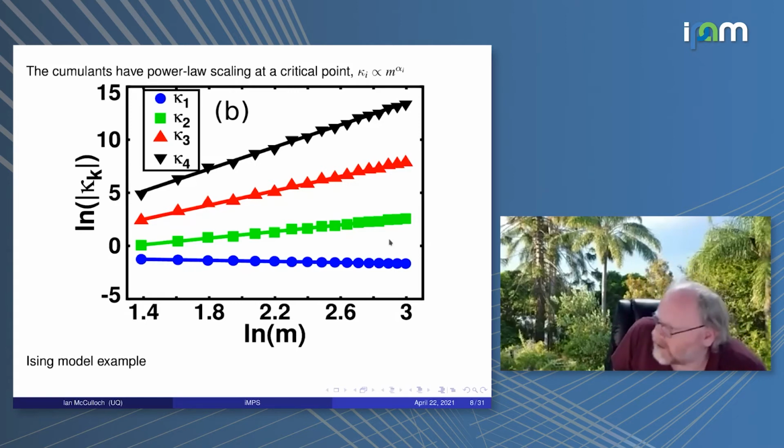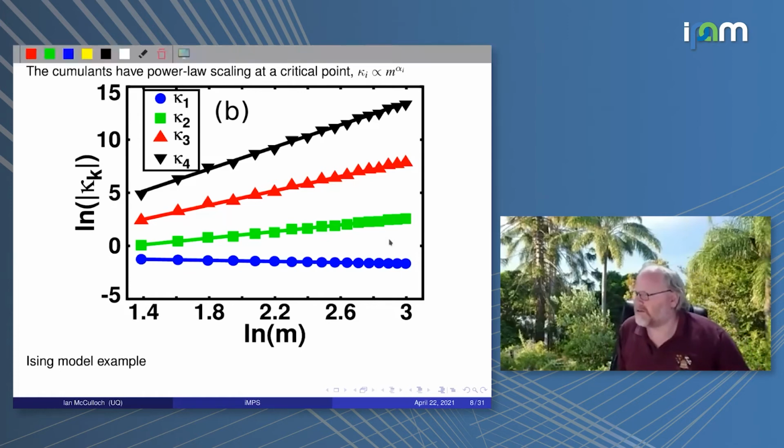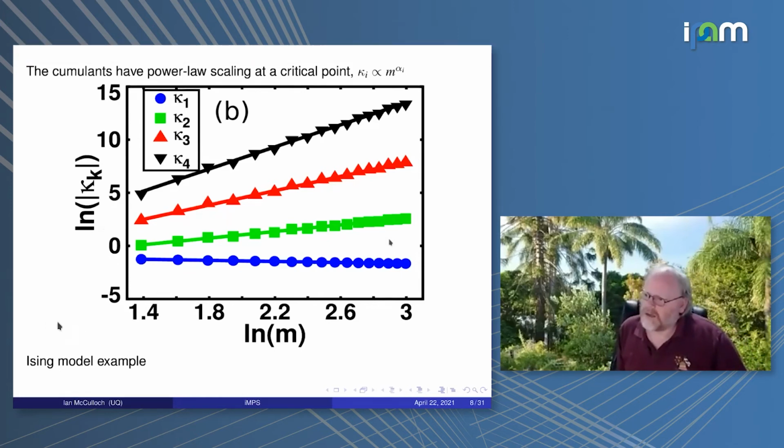And this is just an example from the Ising model. This is the log of the bond dimension here on the x-axis, and the log of the corresponding cumulant on the y-axis. So this first cumulant is just the order parameter. This one's the variance, and the power 3 and the power 4 of the order parameter.